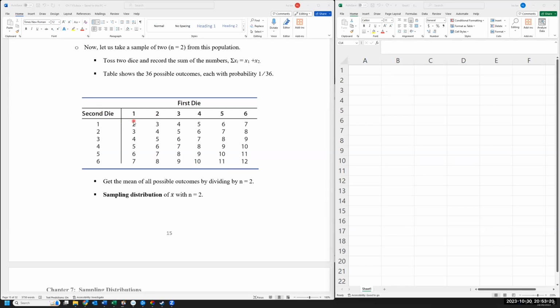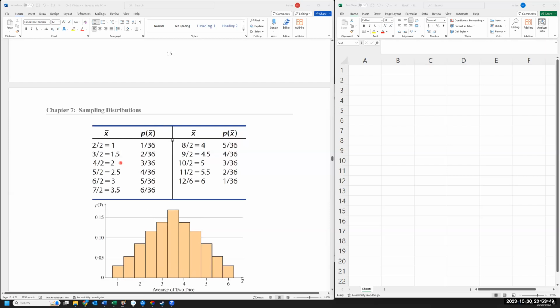The lowest possibility is getting a 1 and a 1. You could get a 3 twice, 2 possibilities of getting a 3. The first die, you got a 1, and the second die, you got a 2. Or the first die, you got a 2, and the second die, you got a 1. So there's 2 chances of getting a 3, 3 chances of getting a 4. And that's what shows here. It shows you the averages and the number of chances you could get these averages.